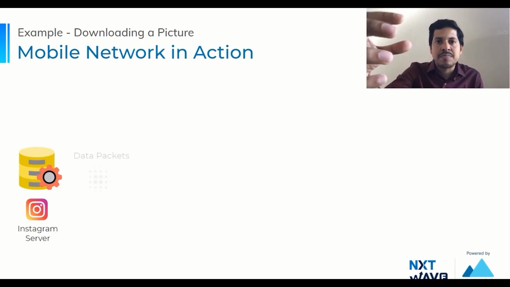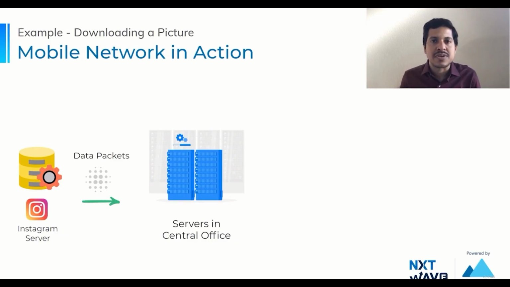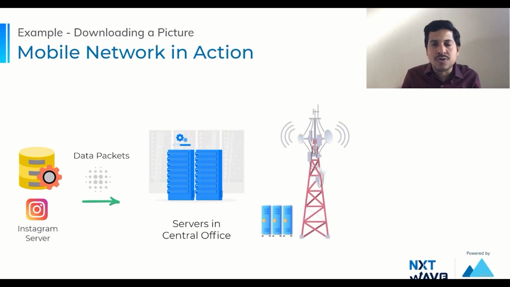Data packets from the Instagram server or YouTube server would make their way to the servers located in the central office, who would do a bunch of processing. And then they will forward it, route it to a cellular tower located close to you.